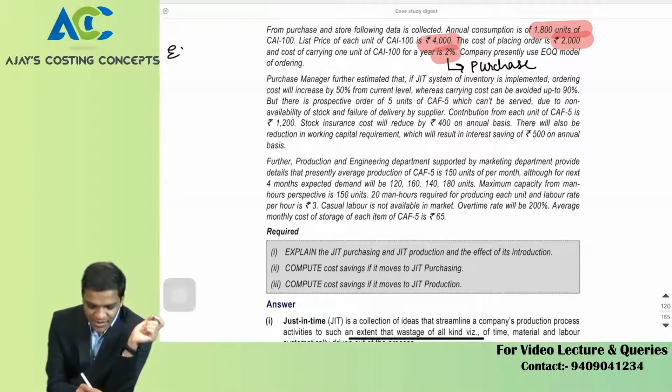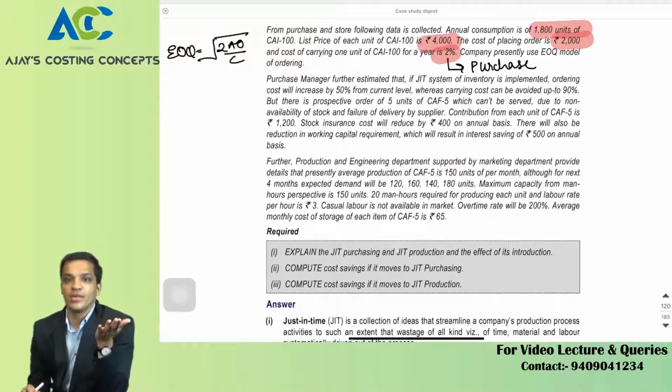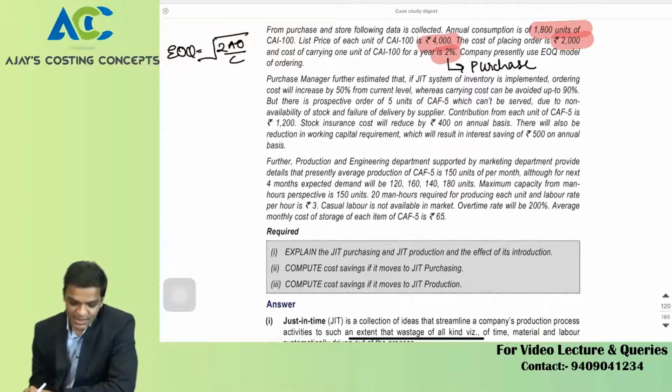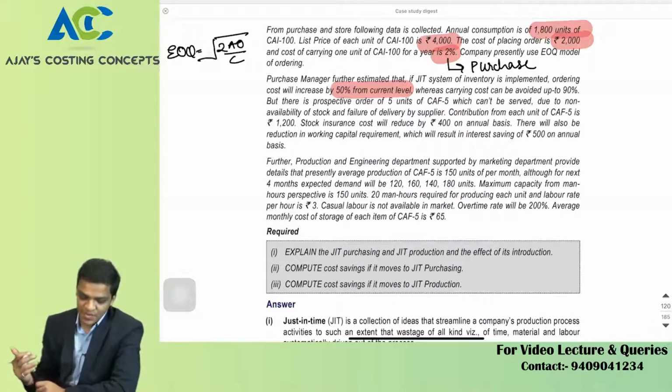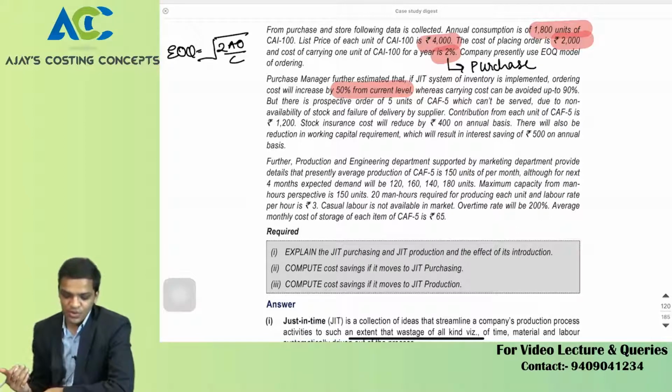EOQ, if you remember from your inter, is root of 2AO upon C, right? So, 2 into annual requirement into ordering cost, divided by carrying cost per unit. The purchase manager further estimated that if just-in-time is implemented, ordering cost would increase by 50% from current level. So, whatever is the ordering cost right now, it will increase by 50% from the current level. Current ordering cost is 2000, it will become 50% more. That is, 50% of 2000 is 1000, so it will become 3000.